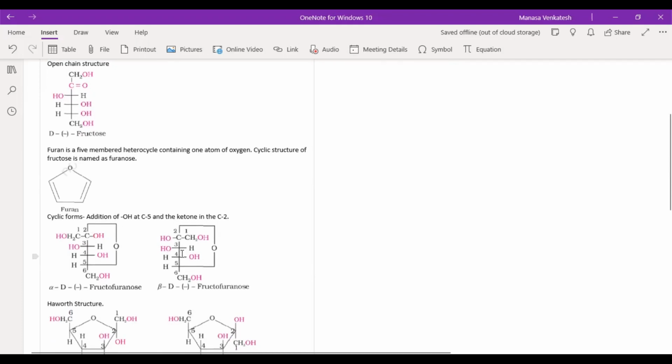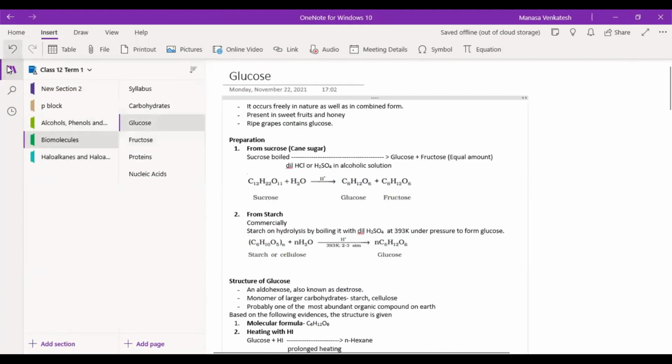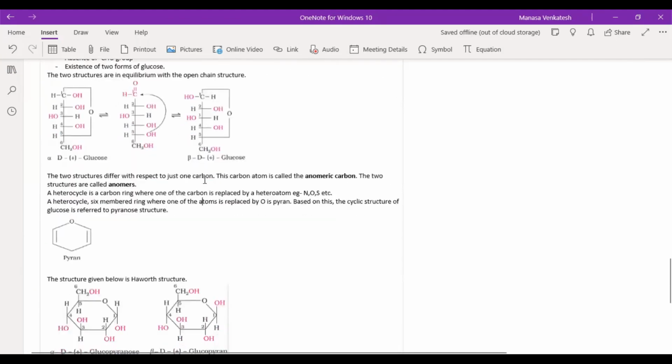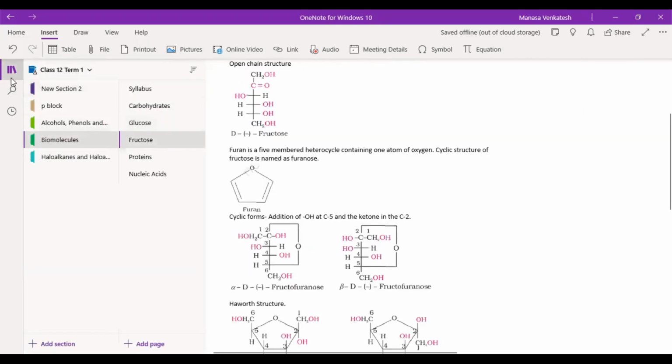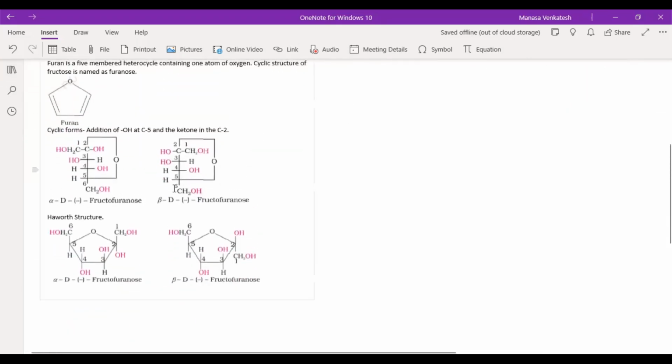And similar to glucose, you have alpha and beta D-fructofuranose. There it was, glucopyranose. It's a 6-membered ring, but in case of fructose, it's actually a 5-membered structure. And remember again, the Haworth structures over here, you'll have to learn them. Do not memorize them by heart. Have your own way of remembering these structures.